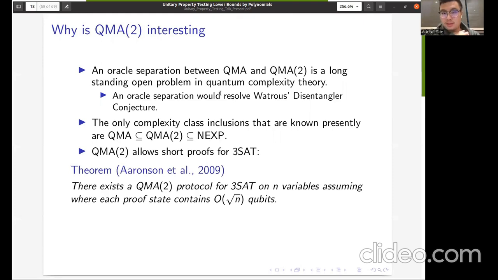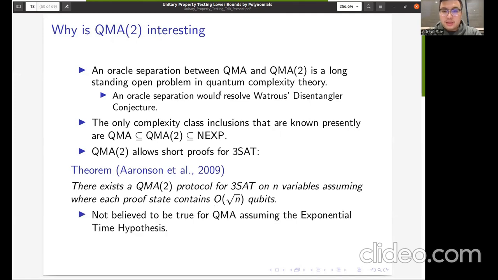QMA2 also has some very interesting properties, such as a theorem by Aaronson et al. that states that there's a QMA2 protocol for 3SAT on n variables, where each proof state contains square root of n qubits. This appears to be quite counterintuitive, as it seems as though a linear number of qubits would be necessary. And indeed, this is not believed to be true for QMA, assuming the exponential time hypothesis.